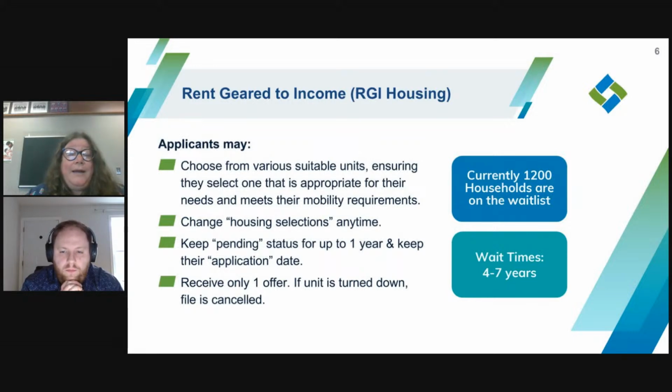Know as well that households on the housing wait list for RGI will only receive one offer. And if you turn down that offer, then your file is canceled and you'll need to reapply. So unfortunately, at this point, there is a strong need for supports in housing, meaning that we've got 1,200 households on the wait list looking for a suitable and affordable home. And currently wait times are between 4 and 7 years. Next slide, please, Phil.